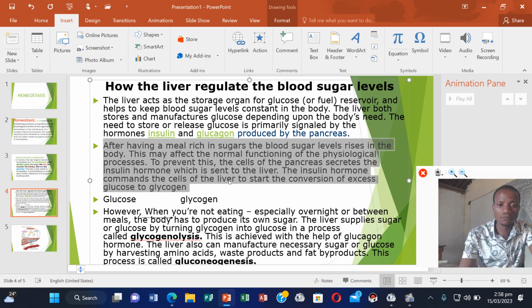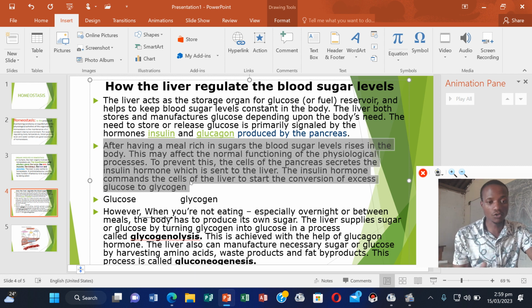Once this insulin is sent to the liver, the insulin commands the cells of the liver to start the conversion of excess glucose to glycogen. That's the first thing it does.